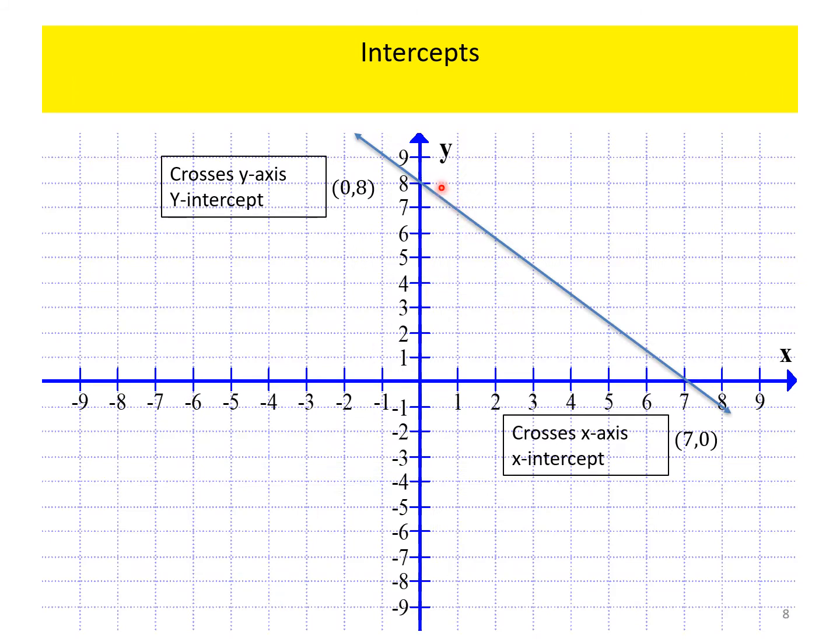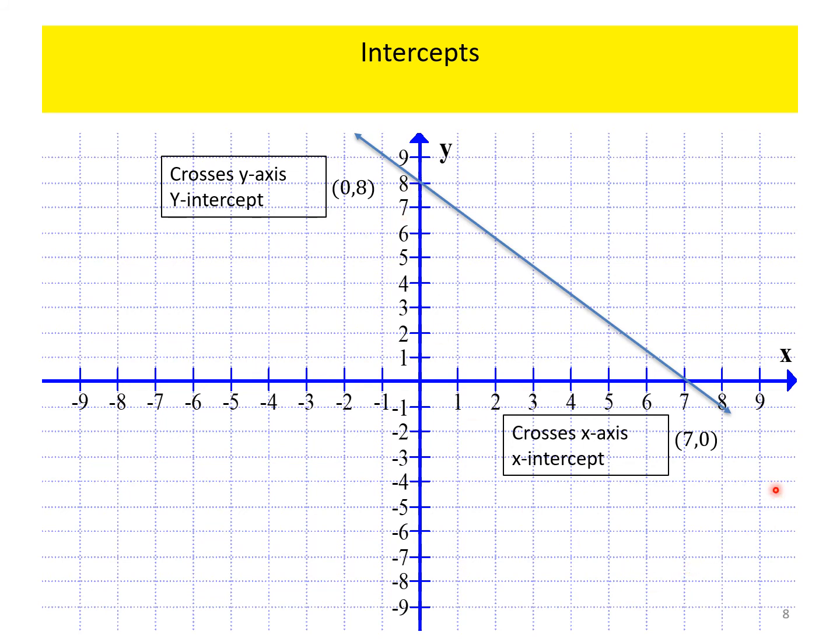This line intersects the y-axis at (0, 8). The y value is 8. The x value is 0. If x had a value, say, of 1, it would be over here, and it would not be on the y-axis. If x was a value of -1, it would be here, and it would not be sitting on the y-axis. That's why x has to be 0.